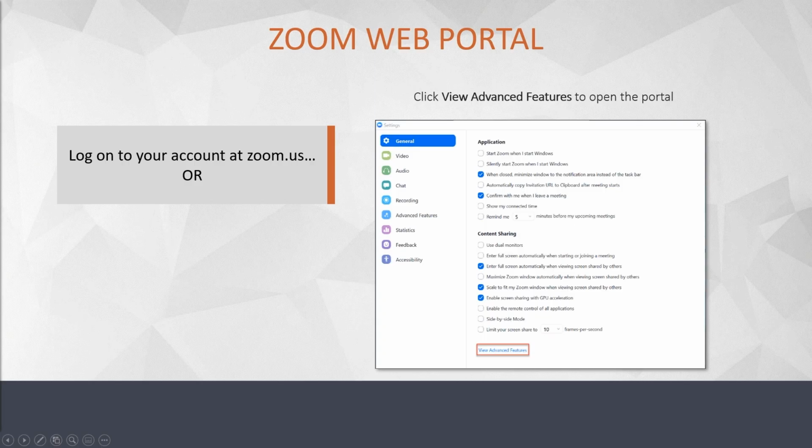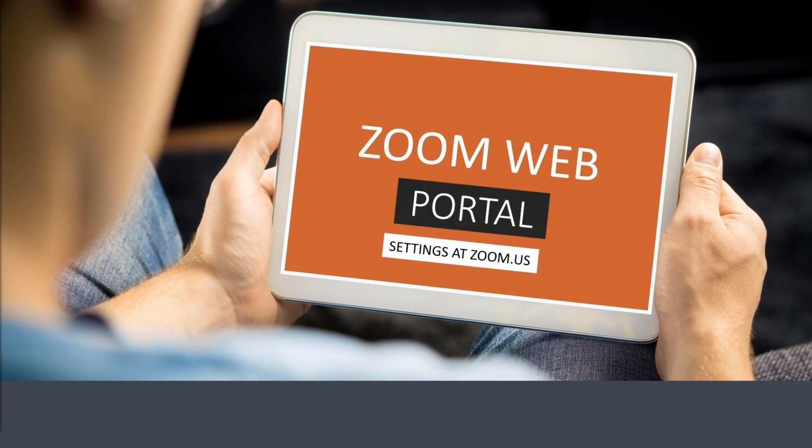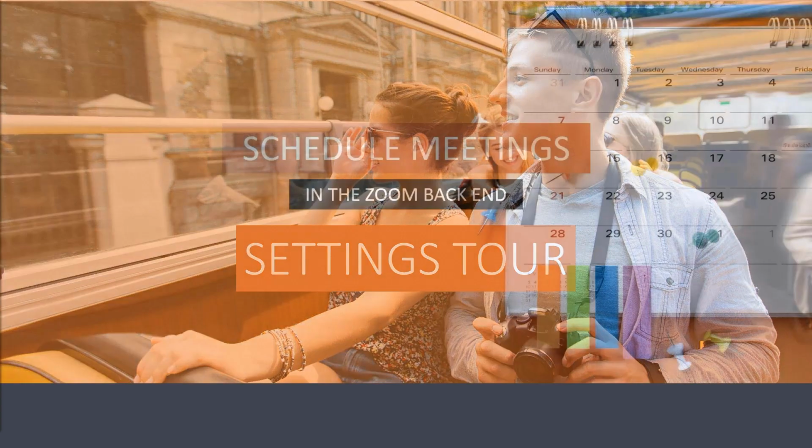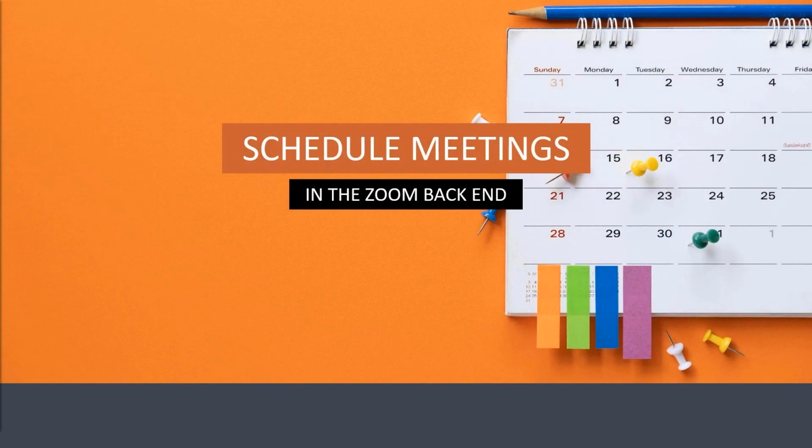Now, the Zoom web portal will have those more advanced settings like breakout rooms and polls that we learned about in our previous videos. Now, keep in mind, the desktop app doesn't let you look at all of the settings, but you can always go into the back end and view them from the Zoom web portal.